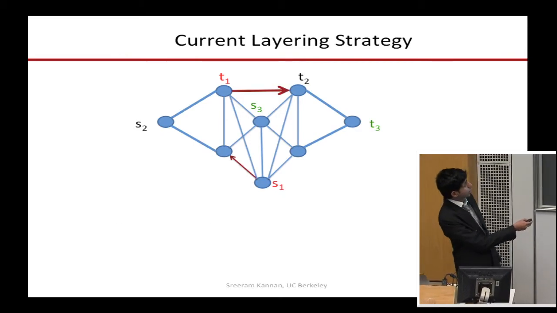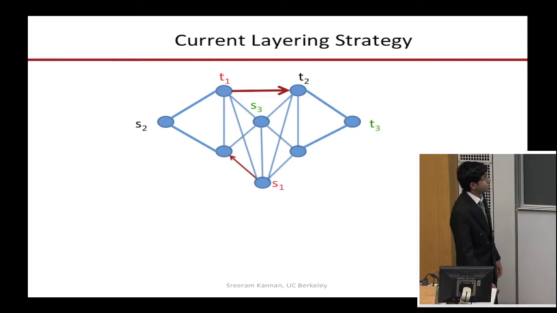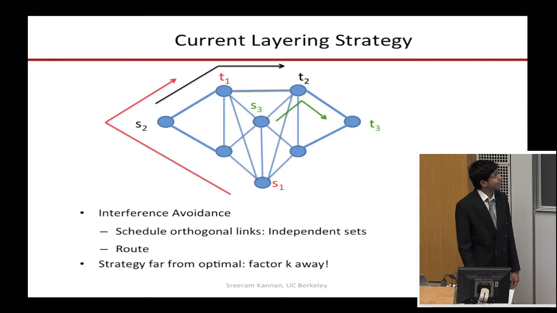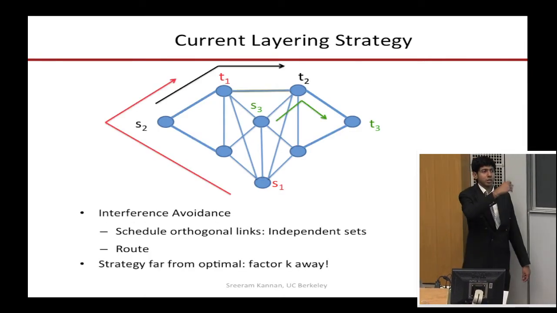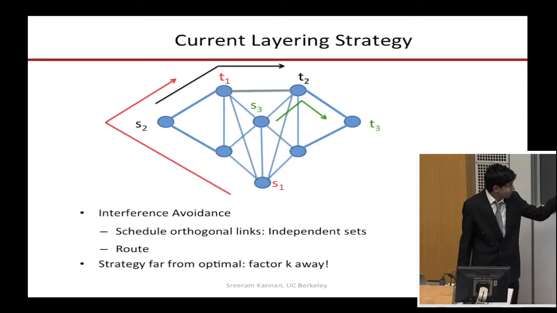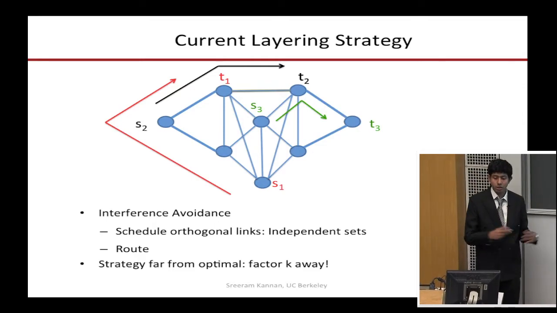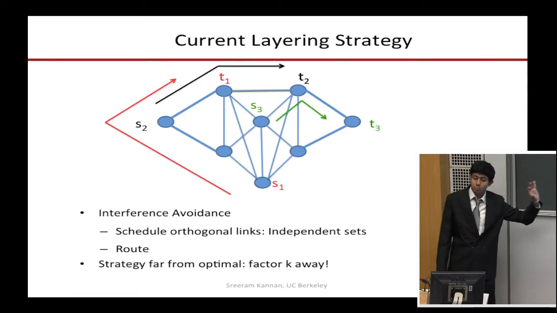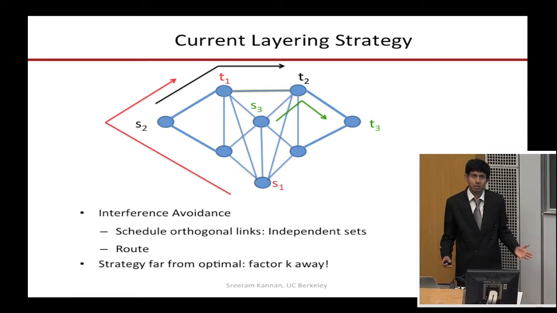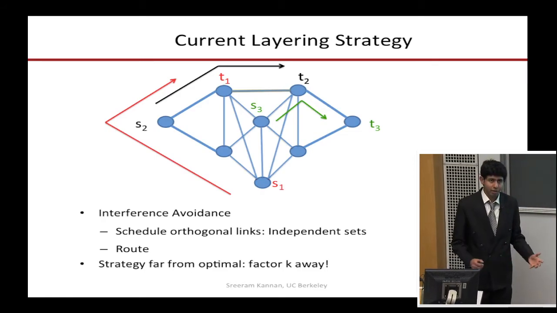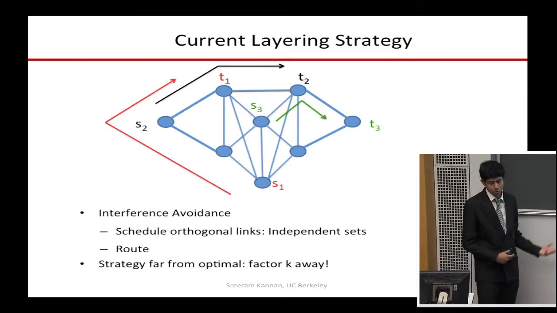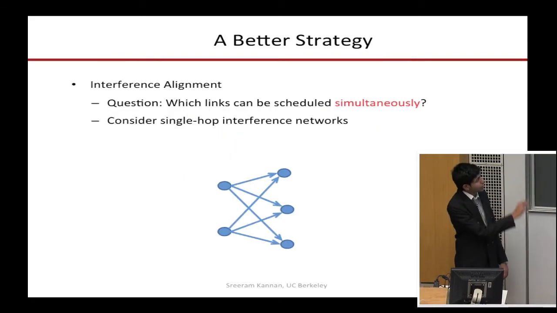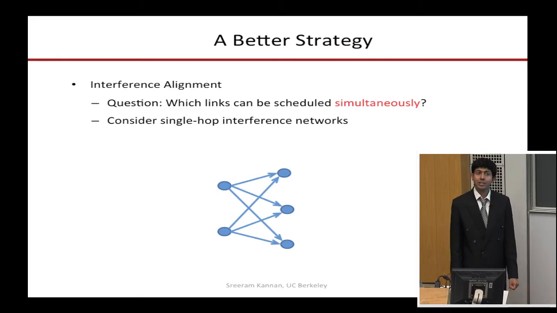For example, you schedule this link and this link because they don't interfere with each other. And then you similarly schedule many of these links. And then finally, you route information through the network. So basically, the idea is to schedule orthogonal links and then route information. This kind of strategy, we can show, is provably far away from the network capacity. So these schemes don't do very well in terms of network capacity when you have many source-destination pairs or many nodes in the network. So what we do is to use this technology called interference alignment.